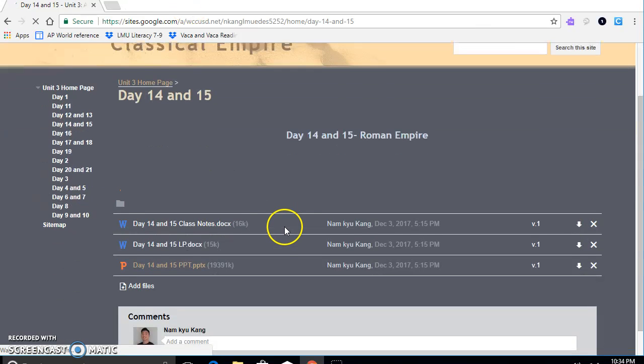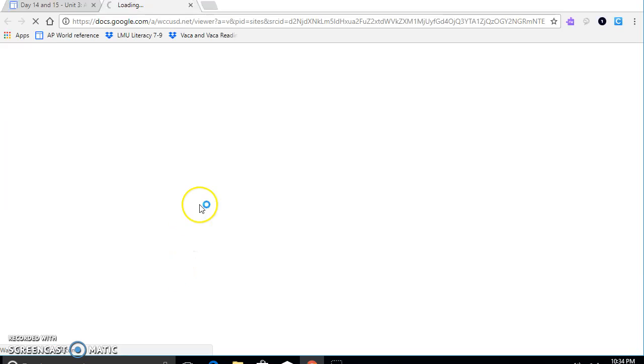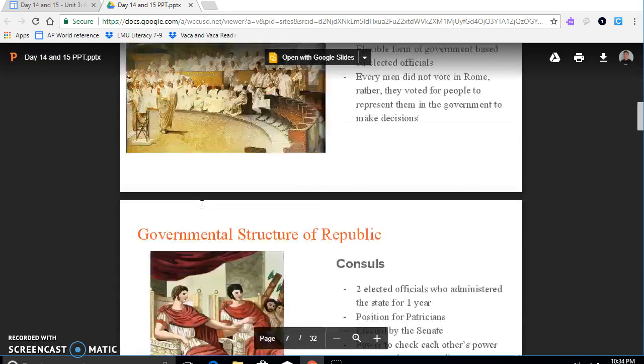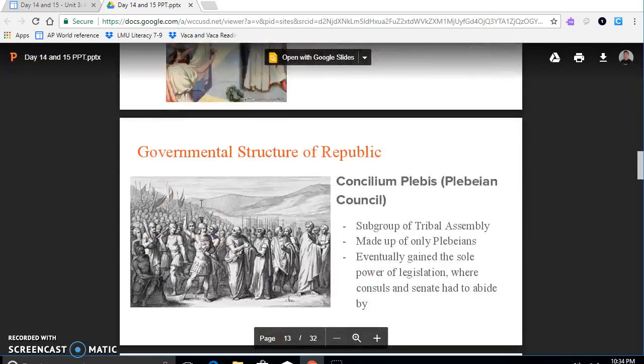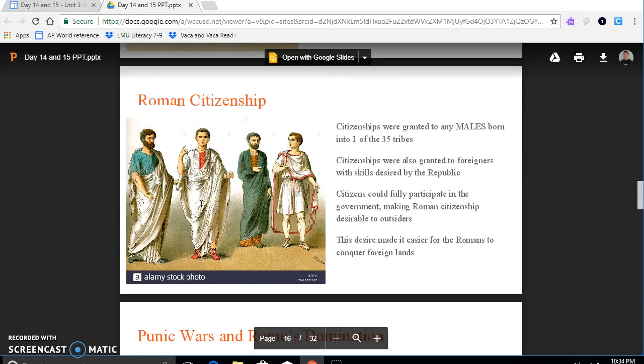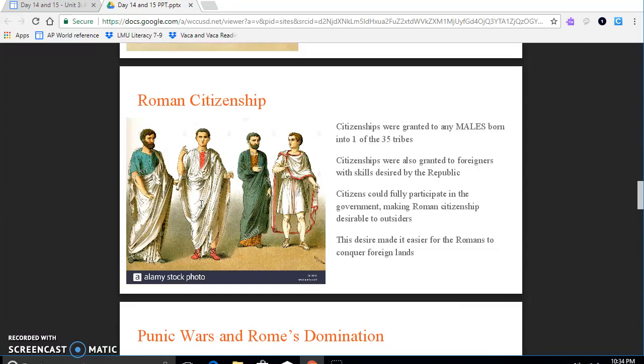Days 14 and 15 go into the Roman Empire. A big emphasis here for me is how the Roman Republic mirrors that of the United States. I'm really excited for this lesson, as Roman citizenship is a lot like the American dream. Foreigners looked at Rome and said, hey, I could participate in the government. I could run for office and make changes to this great empire.